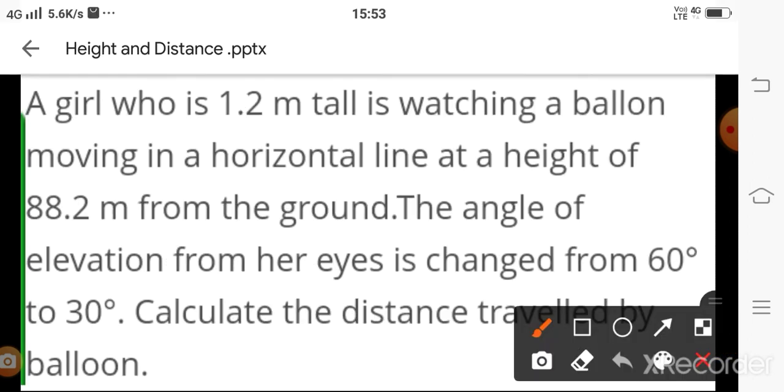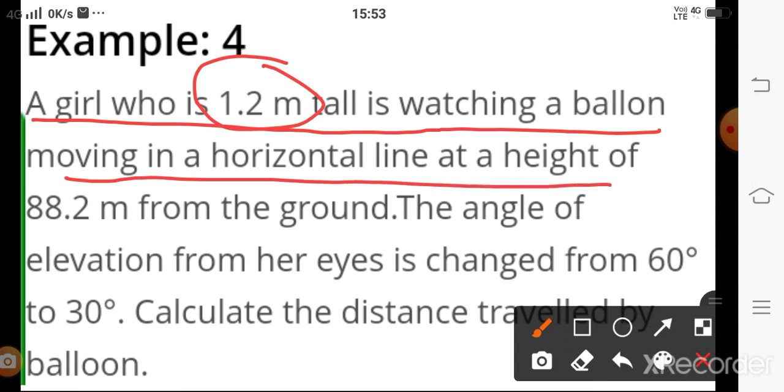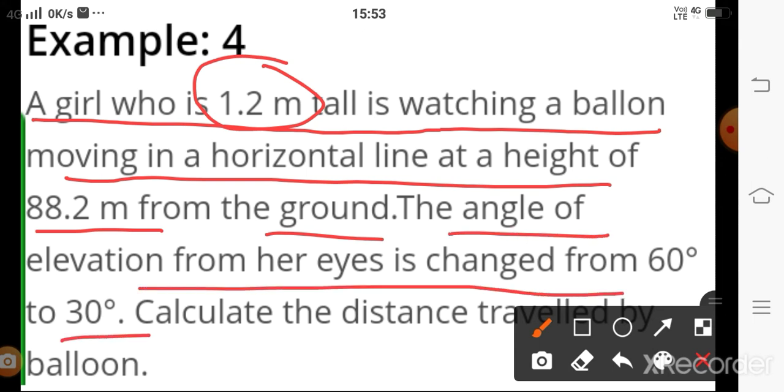Let us take one more question. A girl who is 1.2 meter tall is watching a balloon. In this question, the height of the object is given. In the rest of the three questions, we are taking a point object on the ground, but in this question the height is given. The balloon is moving in a horizontal line at a height of 88.2 meter from the ground, the angle of elevation from her eye changes from 60 degree to 30 degree, and we have to calculate the distance traveled by the balloon.